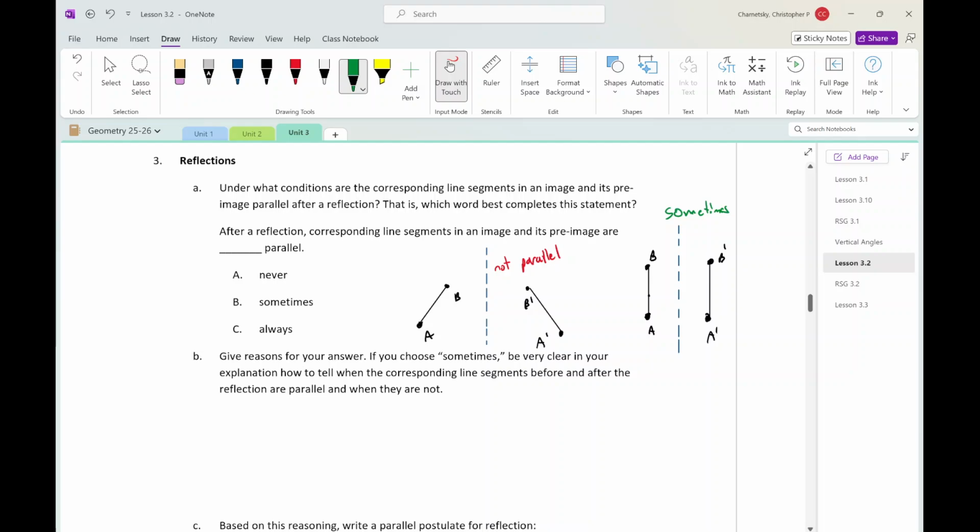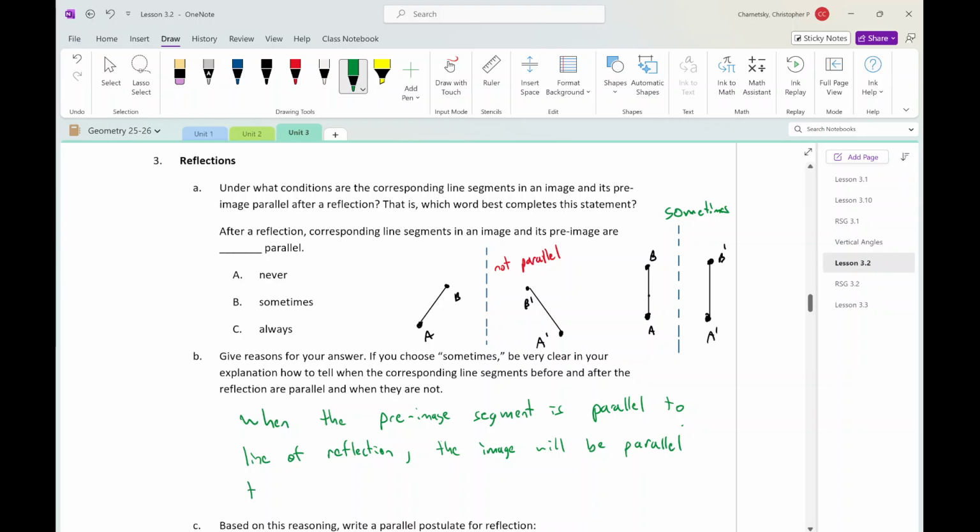Okay, so sometimes is when the pre-image segment is parallel to the line of reflection, the image will be parallel to the pre-image.